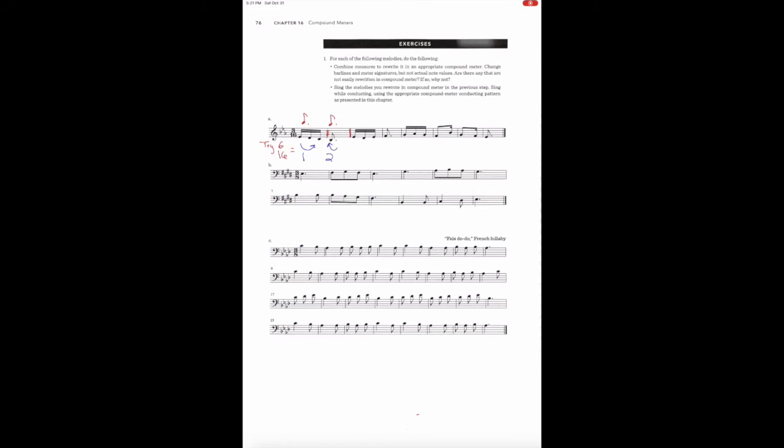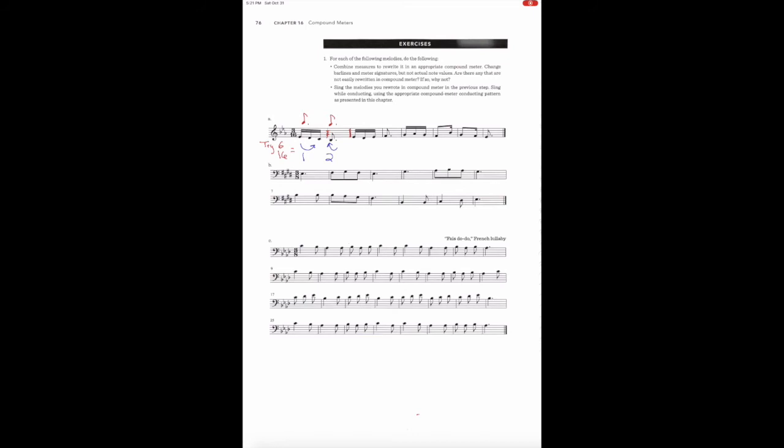So for letter A, what we see is 3/16. 1, 2, 3, 1, 2, 3, and so on. If I were conducting that, I would get very tired. Down, over, up, down, over, up. That's way too much work. No. I think you could make 6/16 out of it.